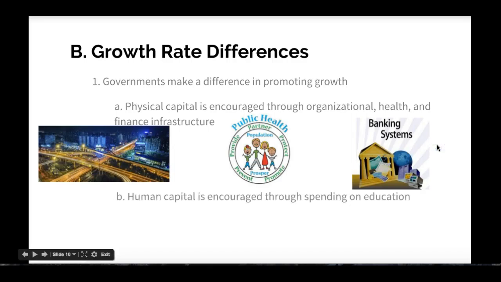Human capital is encouraged through spending on education. Remember, human capital is just education and training. That makes a difference as far as the importance that different countries place on education, and some of it has to do with cultural differences. Some cultures place a higher emphasis on education than others.